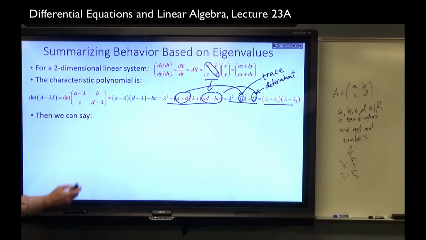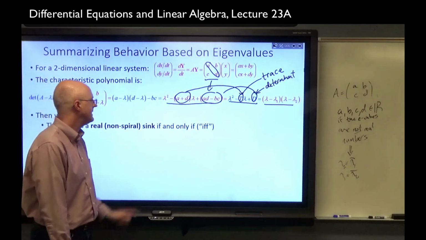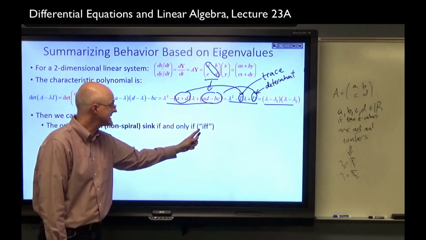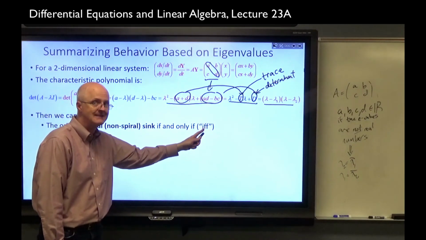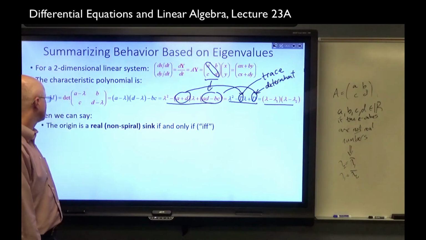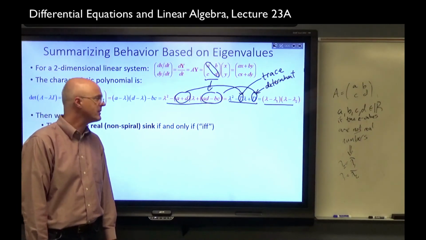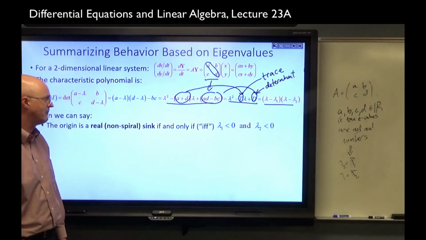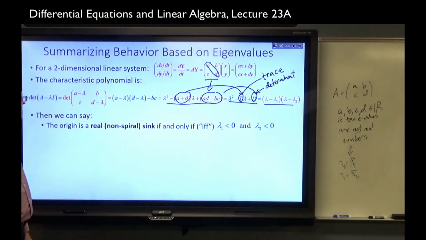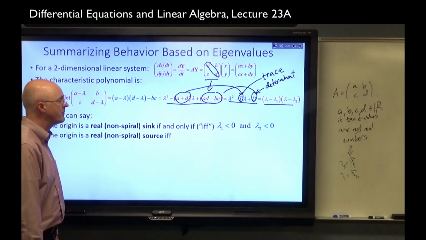Then we can say, real quick summary, the origin is a real non-spiral sink if and only if, shorthand IFF. That means not just if, but if and only if. If what? The eigenvalues have to be negative real numbers, both of them. The origin is a real non-spiral source, as we saw before, if and only if they're both positive real numbers.